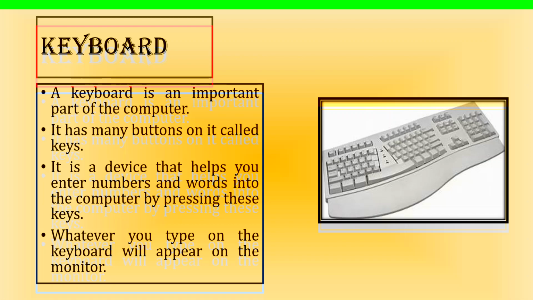That is known as the keyboard. Whatever you type on the keyboard, whatever means anything you can type, will appear on the monitor screen. You can type left button, right button, numbers, characters. You can see all the numbers, sentences, words on the monitor screen. Okay, this is the keyboard.